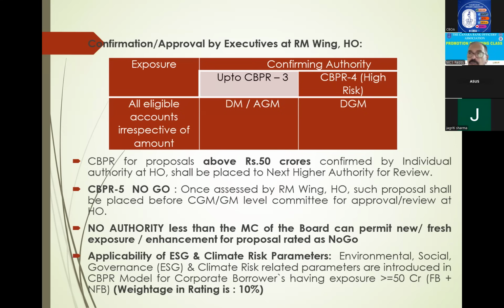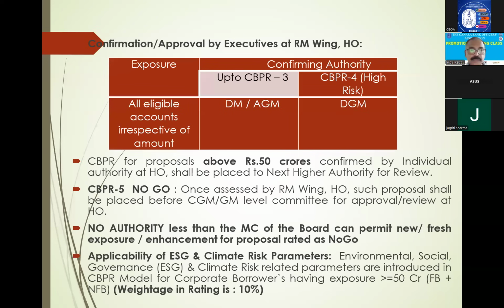That means no go accounts, it has become high risk. In such case, it will be reviewed at higher level, next higher level. No authority less than MC of the board can permit new or fresh exposure or enhancement for proposal rated as no go. These are restrictions. No authority other than MC of board, top apex level of the bank, I mean MC of the board. Only they can permit new or fresh exposure, those who are rated as no go.